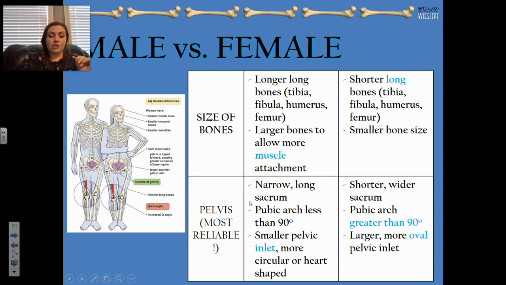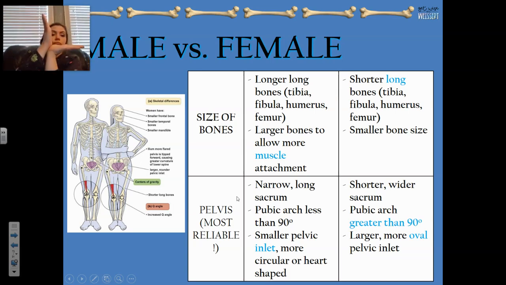The pubic arch is less than 90 degrees. Now that's a little harder to see in this picture, but it's right here. So see this little arch right there? And see how it's much more wide? So an arch like this on the male and then like this for the female. So much smaller. So like 90 degrees is here. It'd be smaller than 90 degrees on a man. For a woman, it tends to be bigger than 90 degrees.